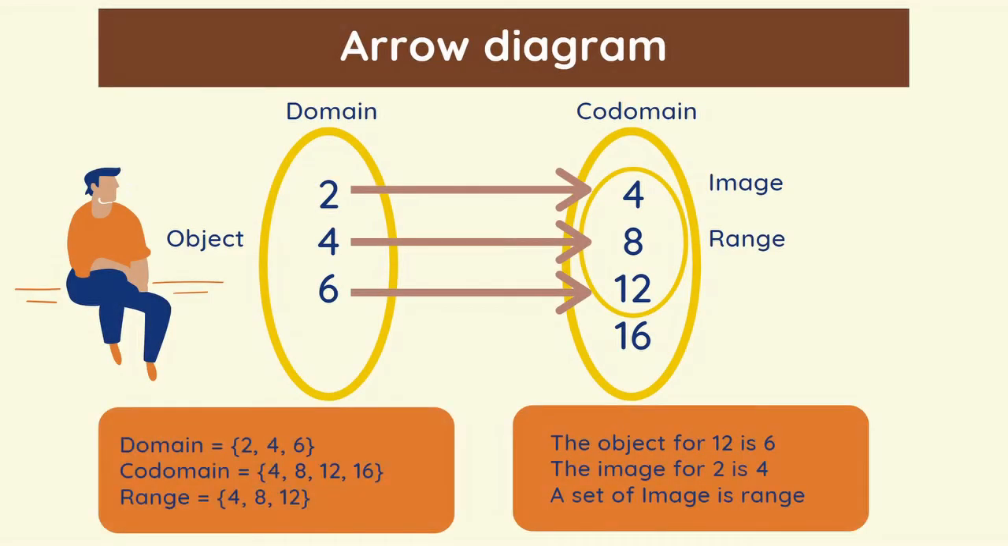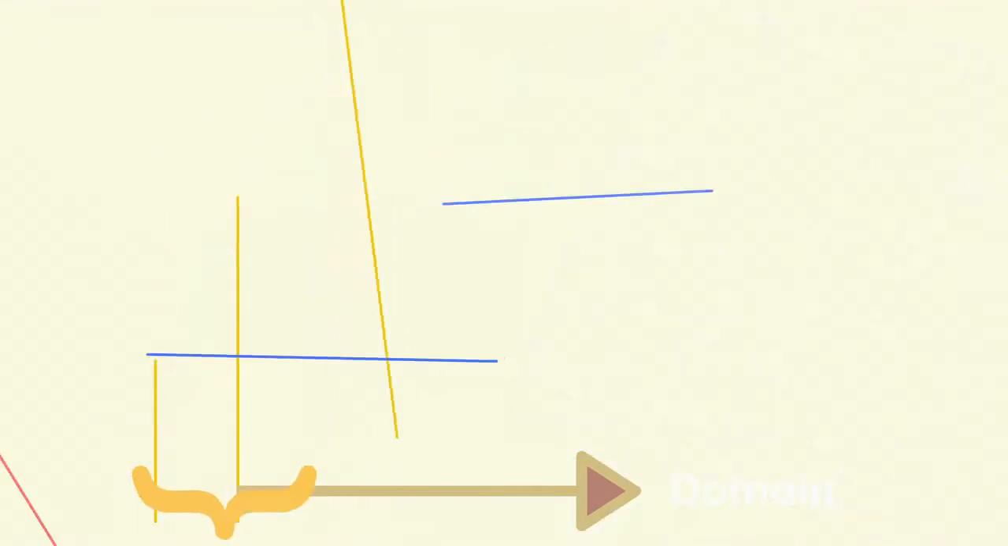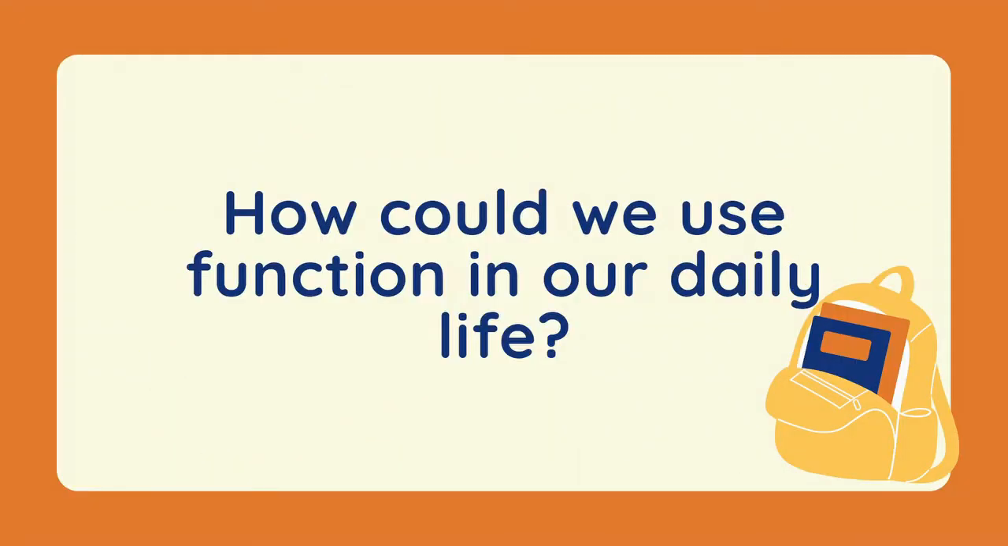So a function can be represented in 2 ways. The first way is arrow diagram, and the second way is using the graph. To the next section. How could we implement the function in our daily life?